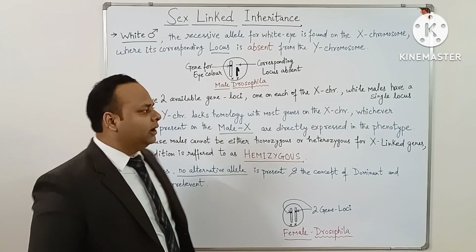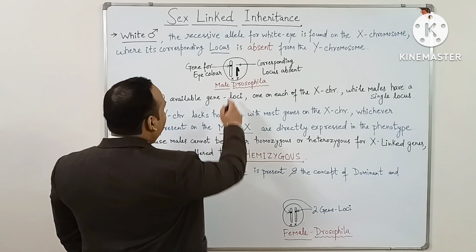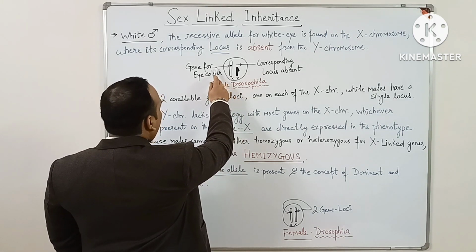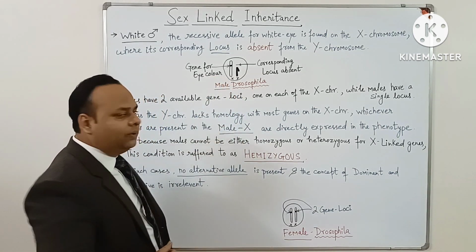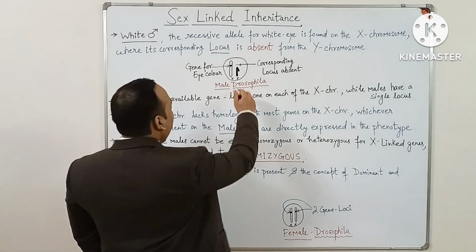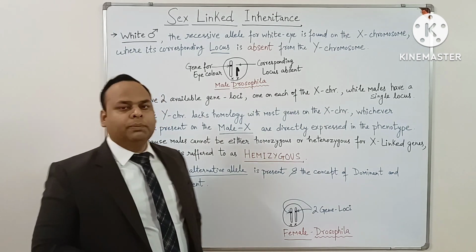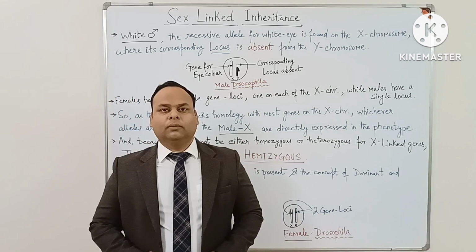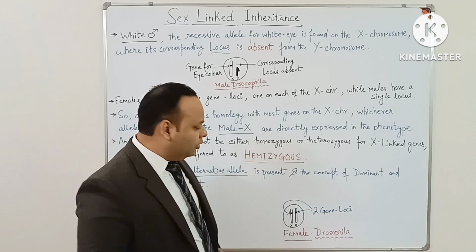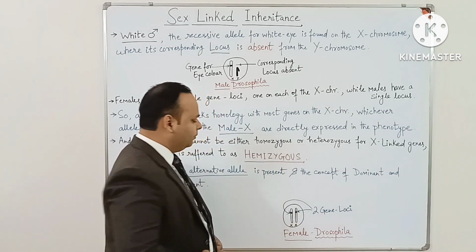So here we have the X and Y chromosome of a male Drosophila. On the X chromosome is present the locus or gene responsible for the eye color. Its corresponding position on the Y chromosome is absent, as the Y chromosome found in males is much smaller. Whereas the females have two gene loci available, one on each of the X chromosome.